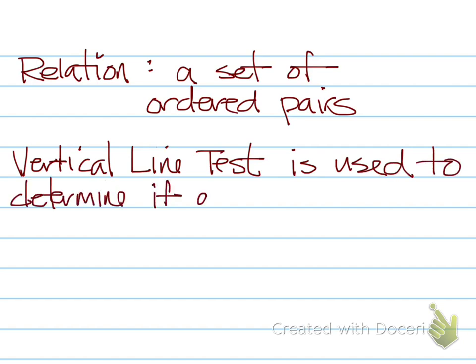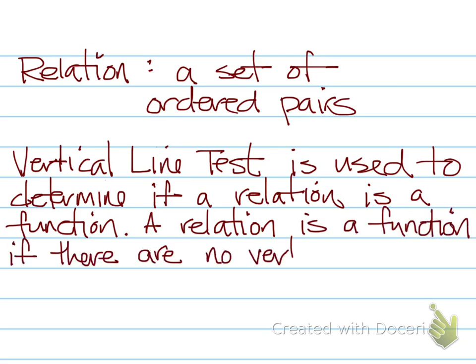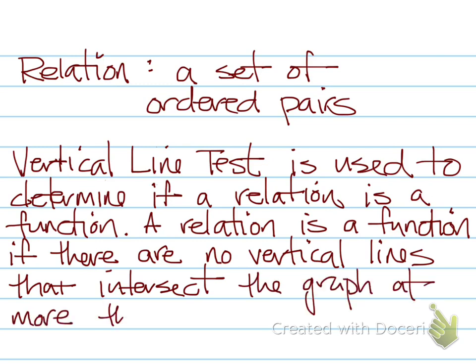The vertical line test is used to determine if a relation is a function. A relation is a function if there are no vertical lines that intersect the graph at more than one point.